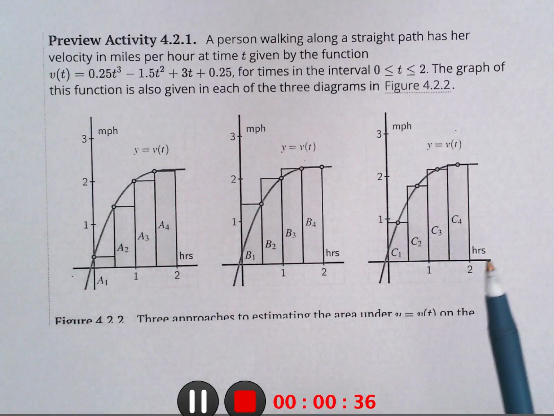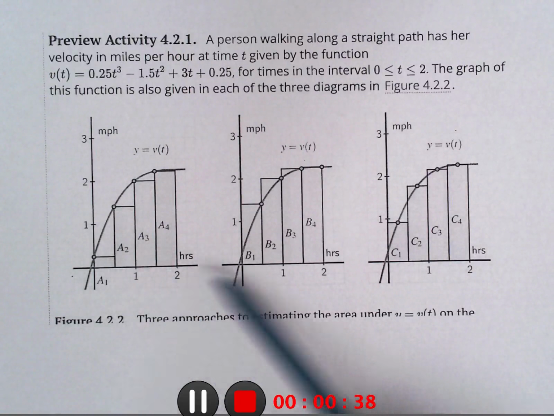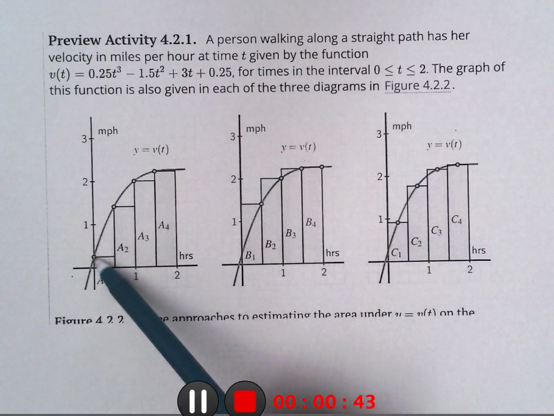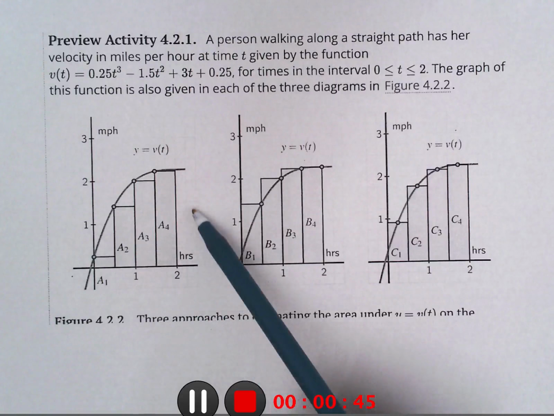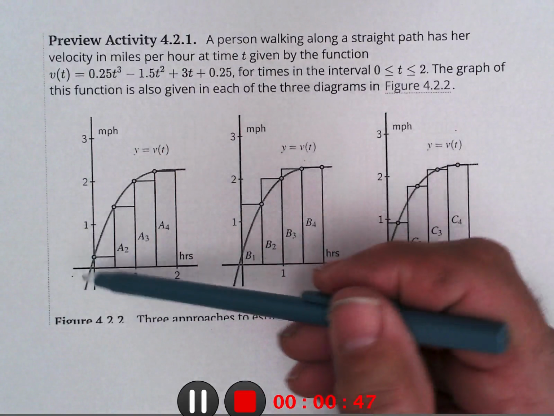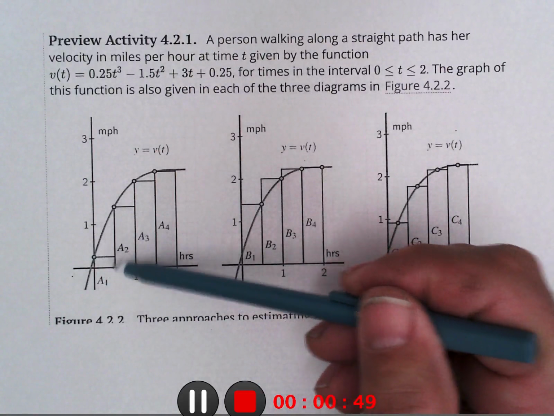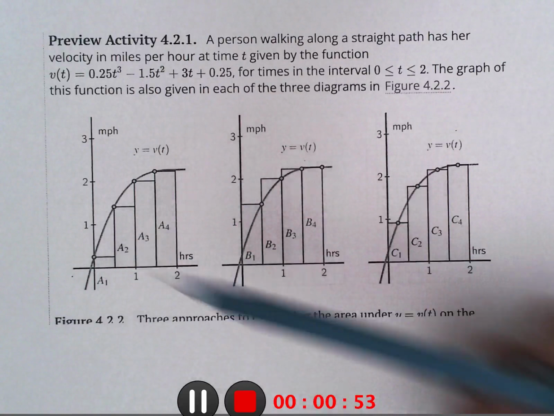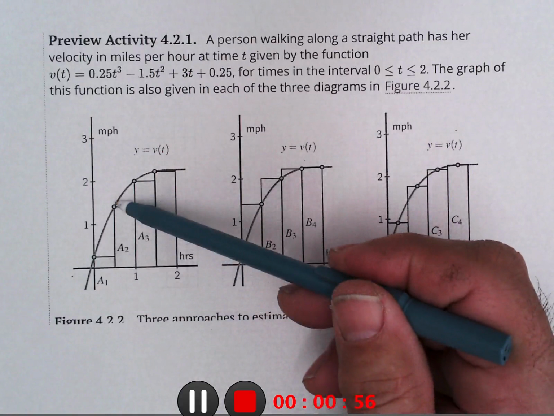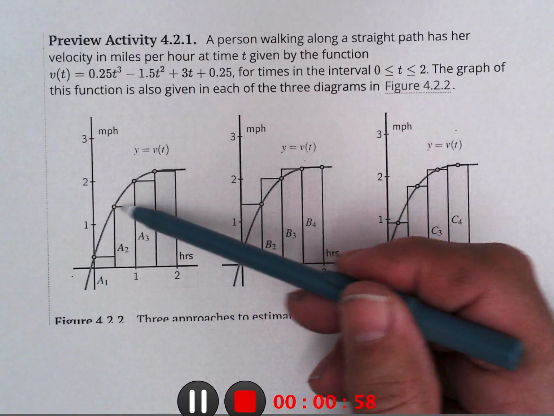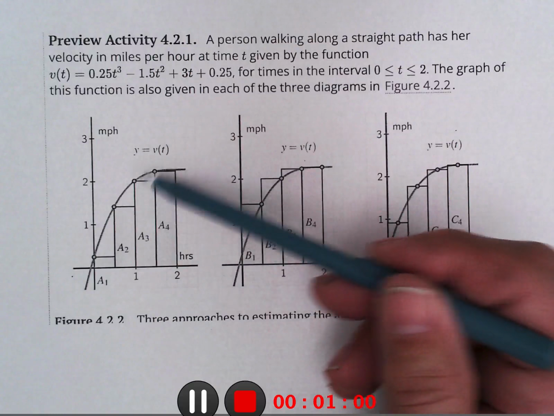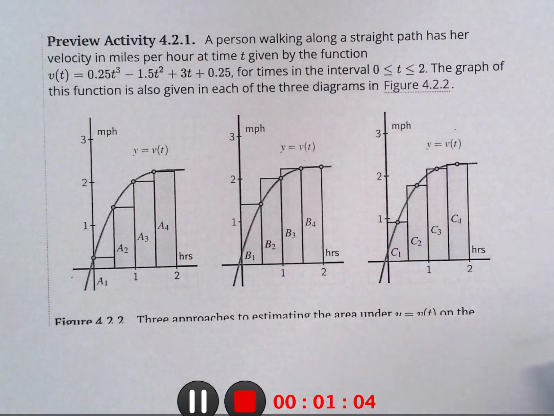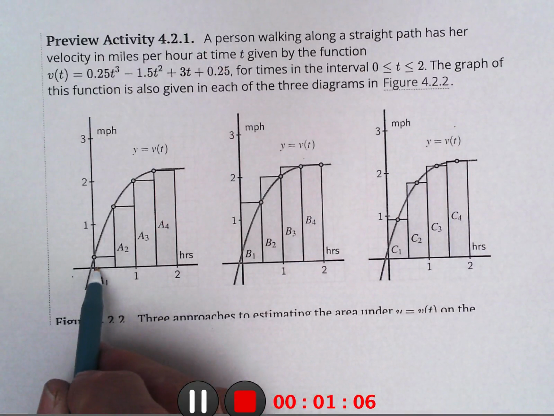And they talked about these three approaches, and one was what's going on with these areas. Each of these rectangles is trying to estimate the area for that first interval of 1/2 hour, then the second interval of 1/2 hour. Notice that this one's low, and this one's low, and this one's low, and this one's low. So this is going to be an underestimate, but it's working off the height.